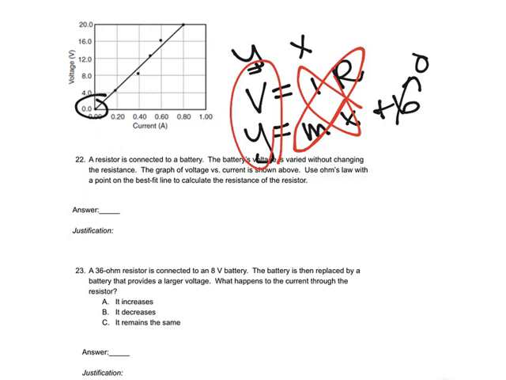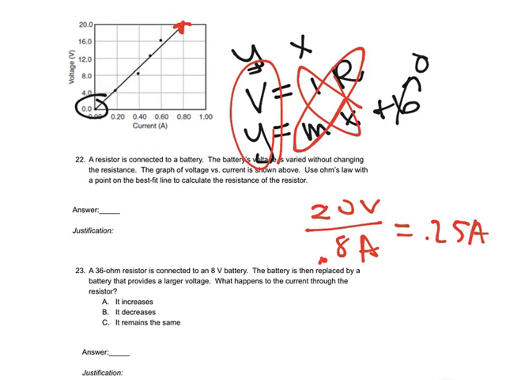I would probably use this point up here that you can barely see, just because it's right on exactly 0.8 and 20. So my rise is I went up from 0 to 20, so I went up 20 volts. My run is 0.8 amps, and you can either leave it like this or you can use a calculator, which will tell you that if you put that in, it's 0.25 amps.